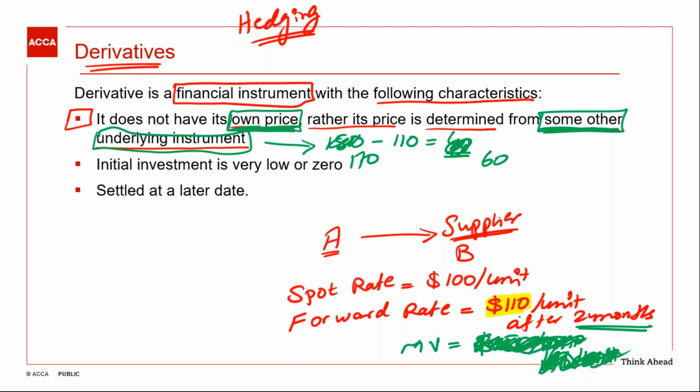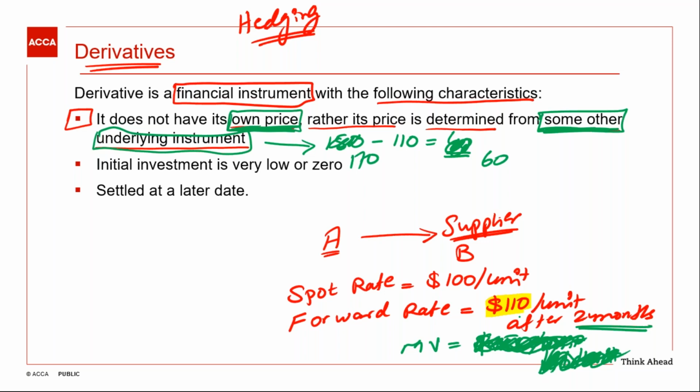Randolph is asking, is there any fee paid on signing the contract? Yes, Randolph, there is normally a minimum transaction cost for that, normally in the case of a forward rate agreement. Abdul Qadir is saying that means the value of a derivative changes when the value of the underlying item changes, right? Yes, exactly, Abdul Qadir, you have got it right.